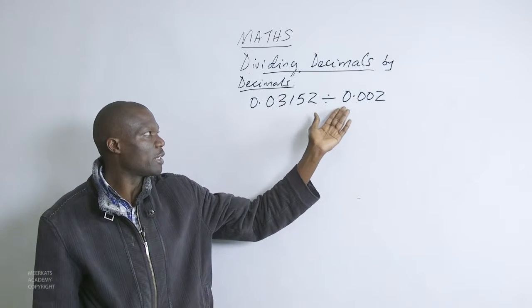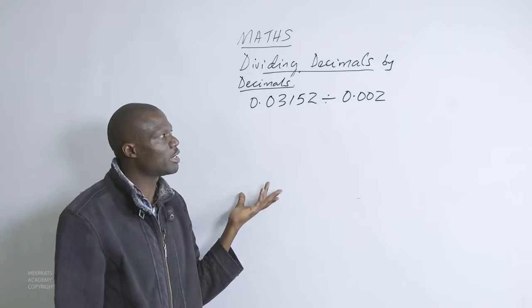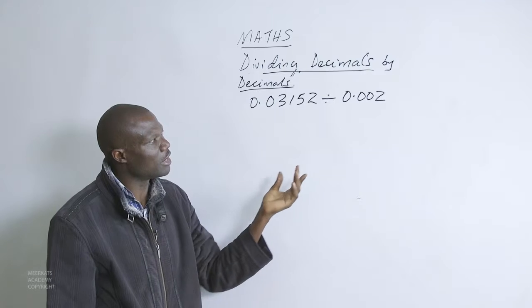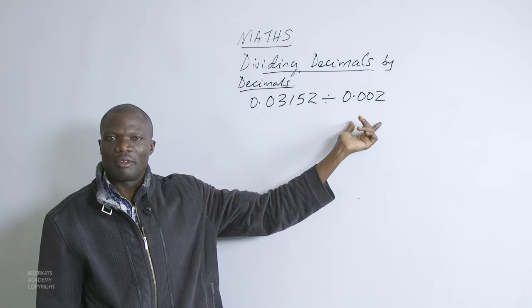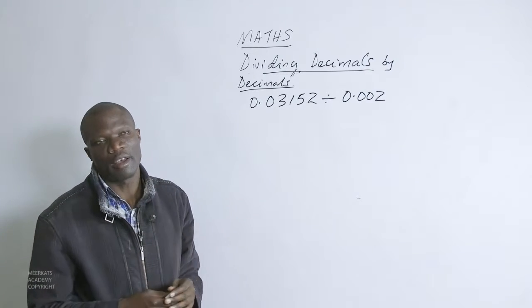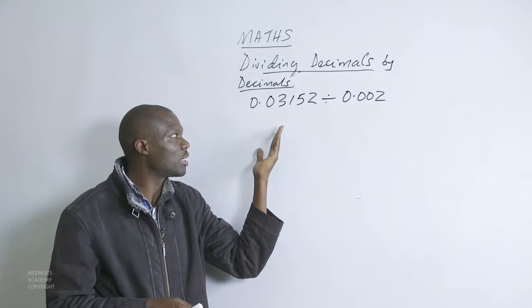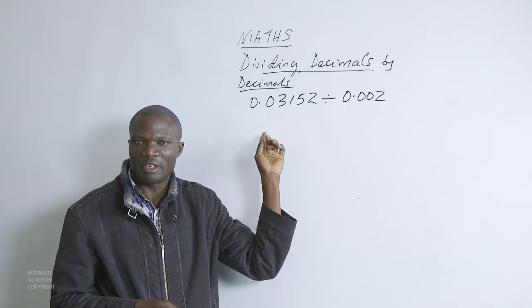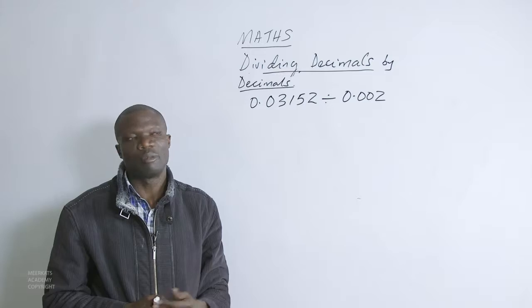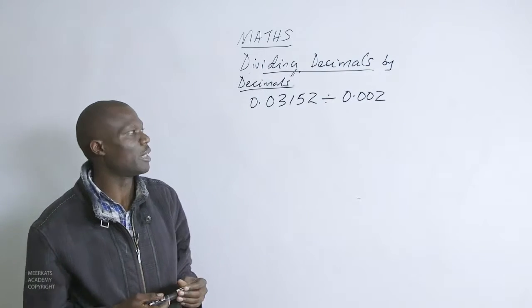0.03152 divided by 0.002. Again, the first thing we are noticing, the divisor is a decimal, so we need to make it a whole number. And the number of steps you move here, if it is to the right, we shall move the same number of steps to the right on the dividend. But if we move to the left, the same number of steps will also be applied.